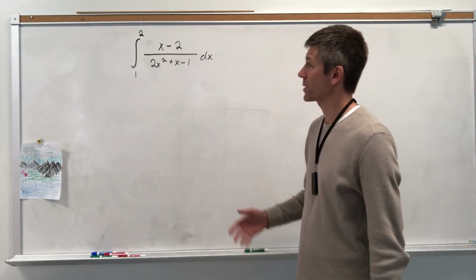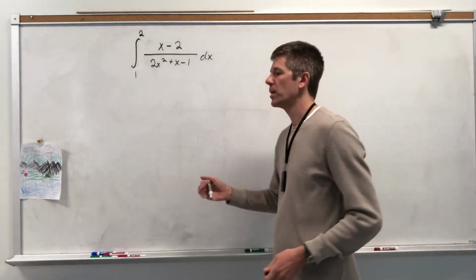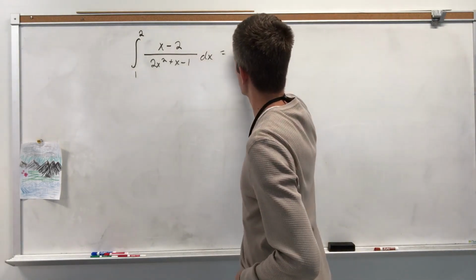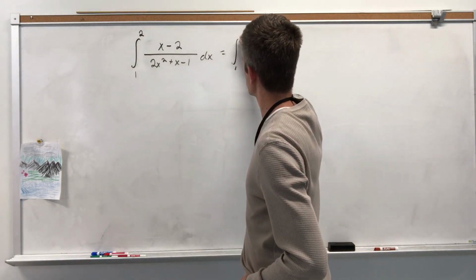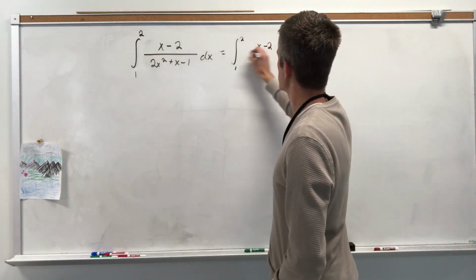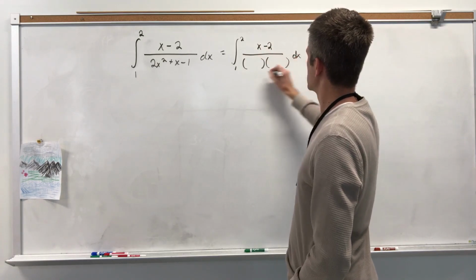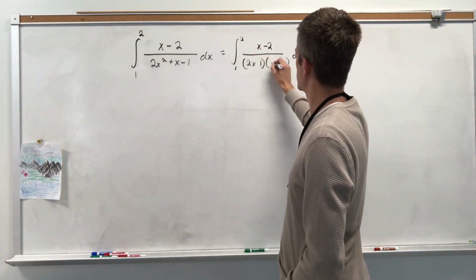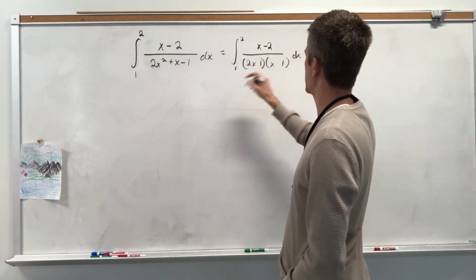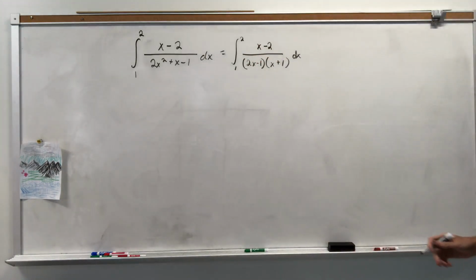And we're doing that because we can factor that denominator. It's going to make this process much more feasible if we do it that way. So here we go. The integral, don't forget your 1 and 2. x minus 2 over, and then we're going to factor this, and you know how to factor. So 2x and 1, x and 1. I need a positive 1 in the middle, and so there we go. That's going to do it right there.